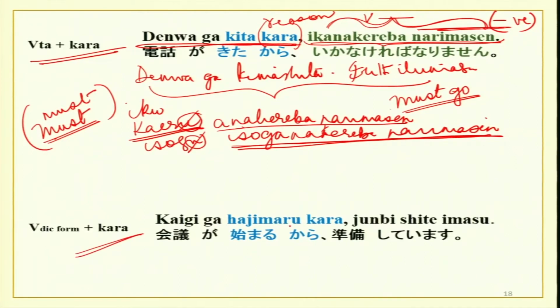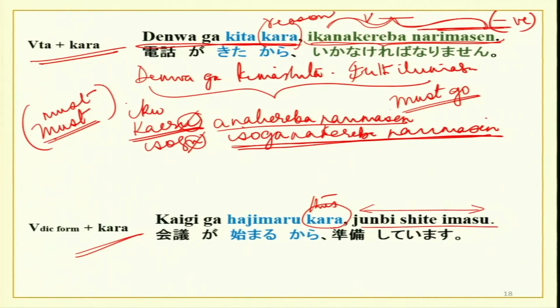So, kaigi ga hajimaru kara, it is going to start, junbi shite imasu. So, because the kaigi is going to start, for this reason, ima junbi shite imasu. I am preparing for the kaigi, for the meeting.